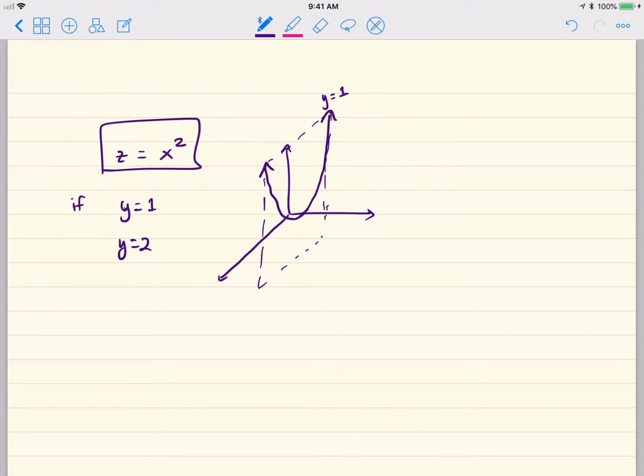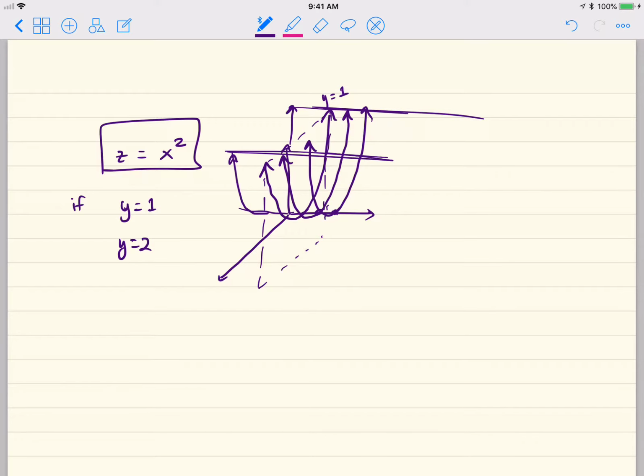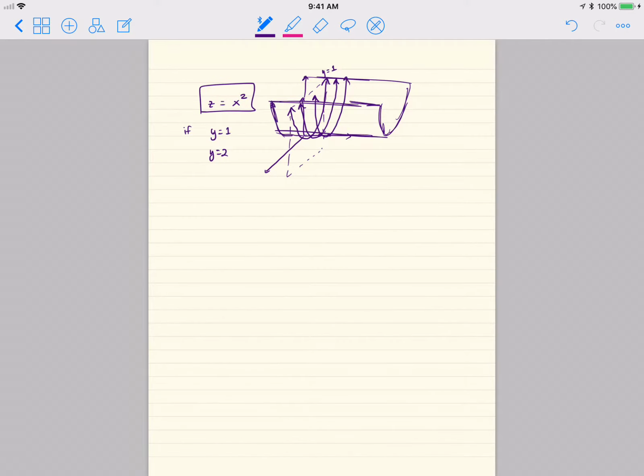And what about when y equals 2? We'll have the same thing, another parabola. And y equals 3, we'll have another parabola. What if y is negative? We're still going to have more and more parabolas. Each cross section that we take that is parallel to the xz plane is just a parabola. So we end up with this type of surface. Does that make sense?